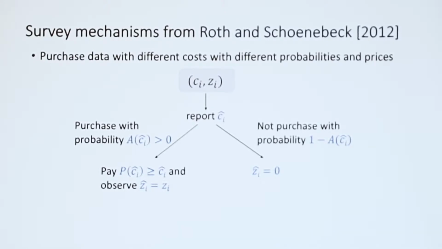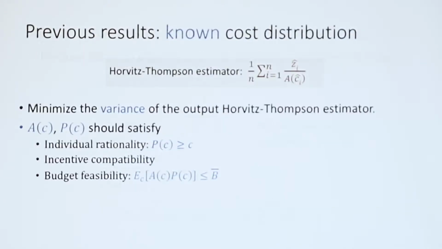So when we use a mechanism like this, the data provider can misreport the cost to maximize their own utility, but we can always get an unbiased estimator that looks like this. So what we do here is we reweight the observed data. We divide the observed data by the probability of observing it, and then output the mean. So this estimator will be unbiased. So our goal is to find the mechanism that minimizes the variance of this final estimator.